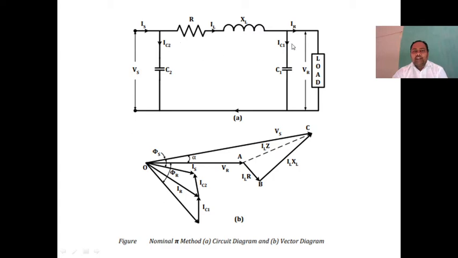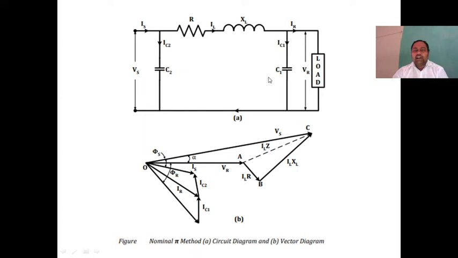First draw the IC1 current, which is nearer to the receiving end side. How can you draw it? The charging current is always 90 degrees from the reference. First remember that one. So with VR as the reference quantity, take IC1 at 90 degrees. Next draw IR.